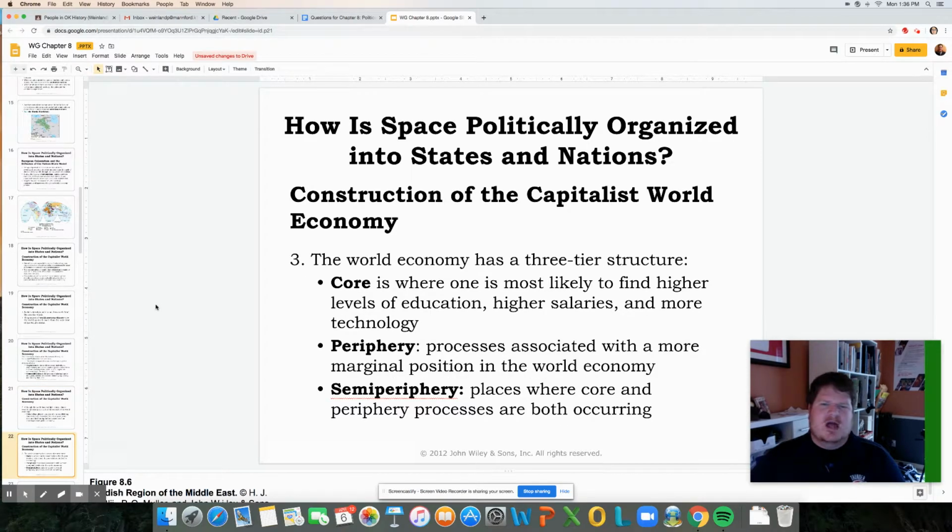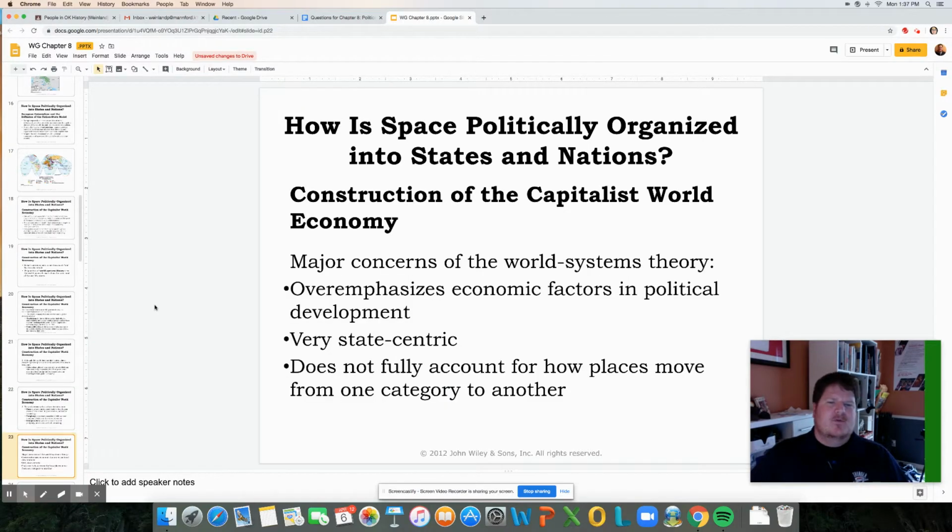And number three, the world economy has a three-tier structure. Core is where most likely you find higher levels of education, higher salaries. A lot of these individuals are going to control certain aspects of the economy. Periphery is the process associated with a more marginal position in the world economy, so they help the core get certain jobs done. And then semi-periphery is places where the core and the periphery processes both are occurring. So you're seeing different factories on the outskirts, and resources are being shipped to these areas in order to help build the economy up.